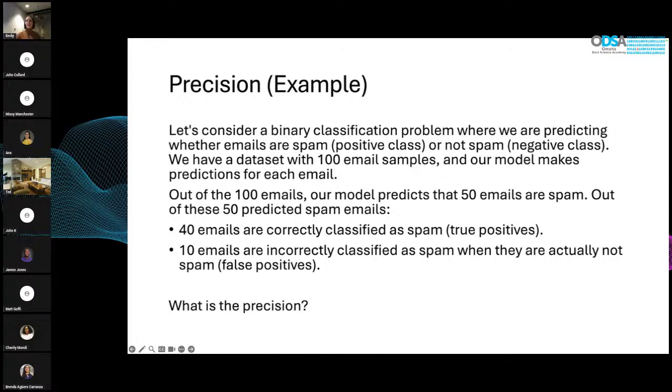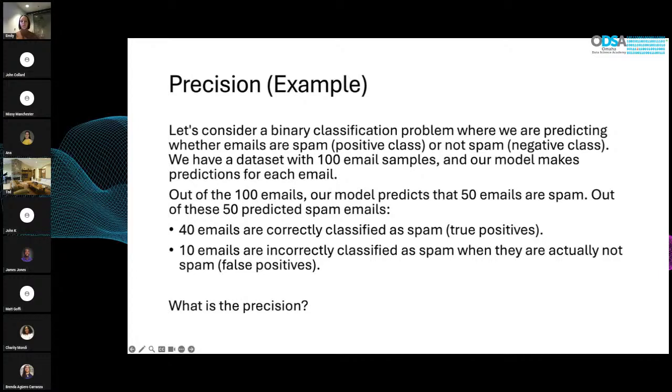Okay, let's look at another example. We're doing a lot of spam emails today. Binary classification is spam. We talked about that. I won't go through that again. 100 email samples. So we just pick 100 sometimes because it's easy. Out of 100 samples, our model predicts that 50 emails are spam. Out of these 50 predicted spam emails, so we have 50 instances predicted 1. We predict 50 instances of spam.